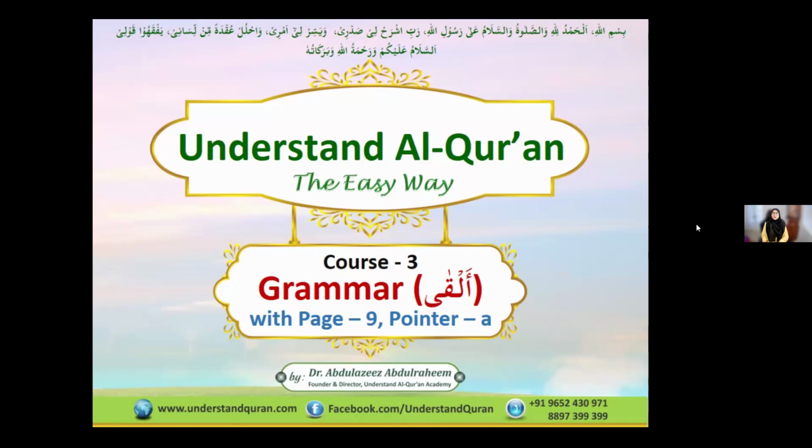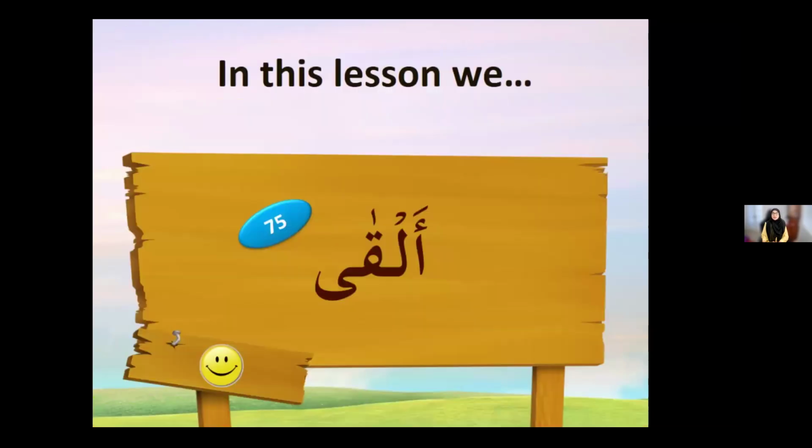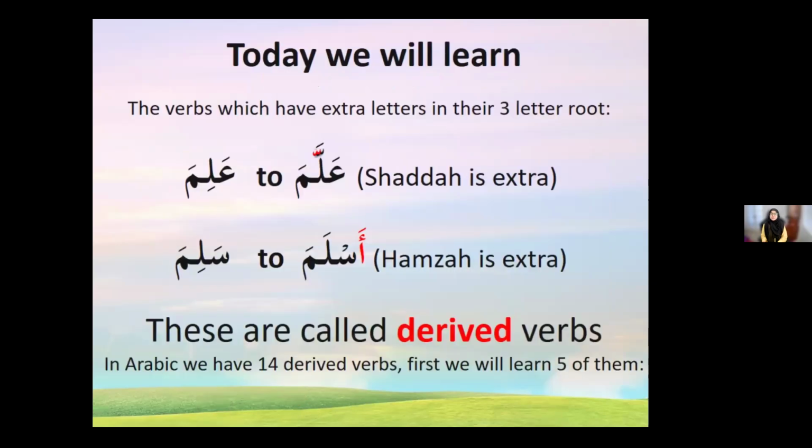Welcome back to our Unlock Quran series where we understand Quran in an easy way. This is course 3, grammar part, page 9, pointer A, and the word today we will be doing is alqa. This word comes in different forms in the Quran 75 times, so it is also very important.